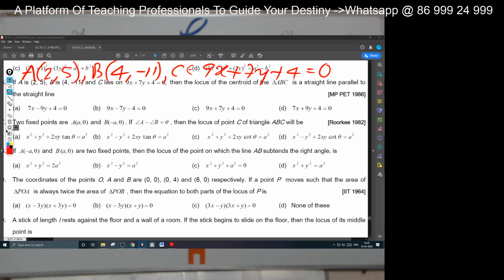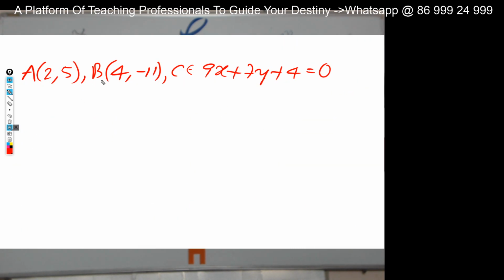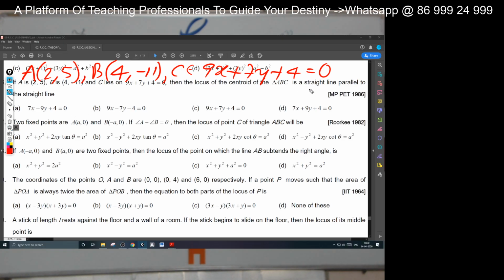Let us review the data. Pratham, you try it and tell me the answer. Now, A is the point (2, 5), B is (4, minus 11), C belongs to 9x plus 7y plus 4 equal to 0. And you have to find out the locus of the centroid of the triangle ABC. Locus of the centroid of triangle ABC is a straight line. He declared that it is a straight line. And he is asking for which line it is parallel to.